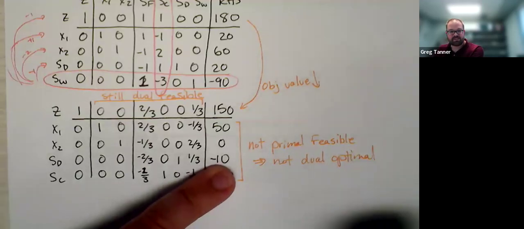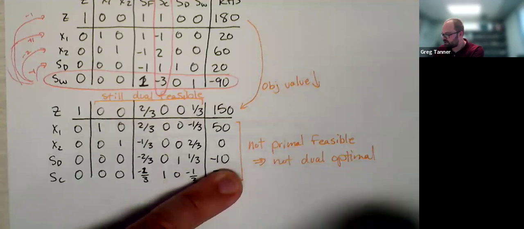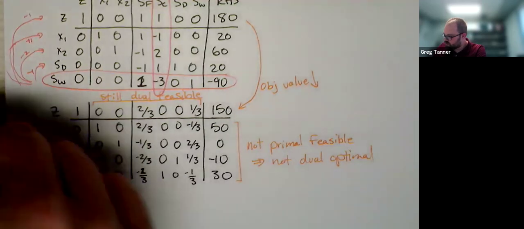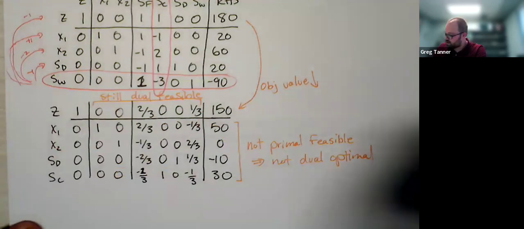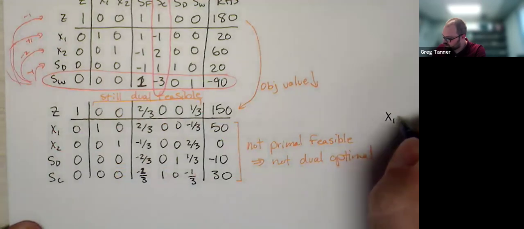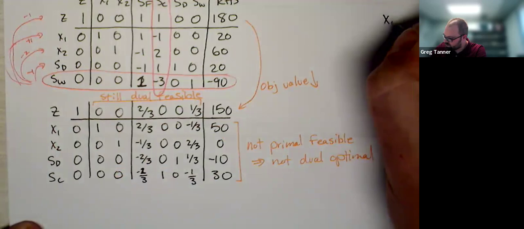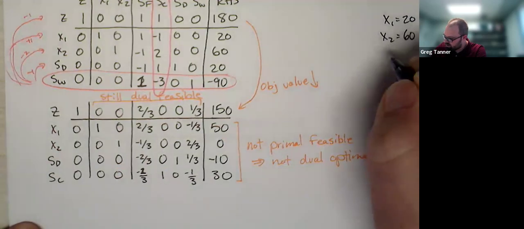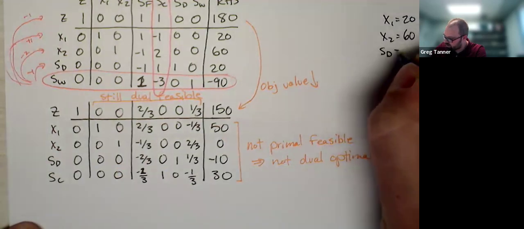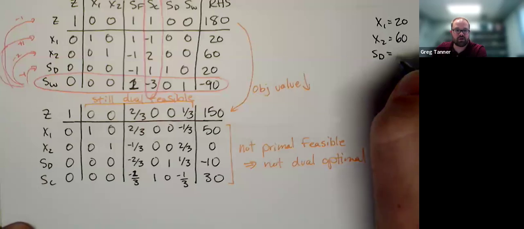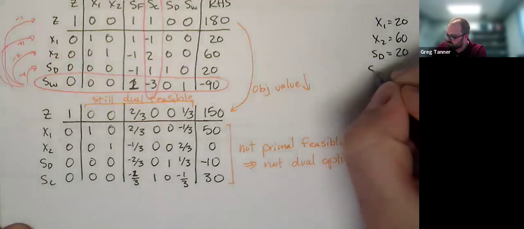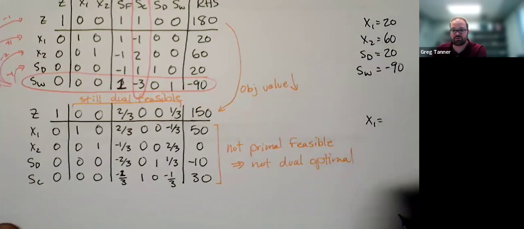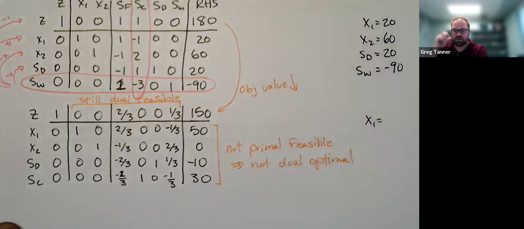So we look through and we see this -10 here. That's what's causing us to be not primal feasible. Maybe I should make a note here. What's our current solution? The current solution is that x1 equals 20, x2 equals 60. We've got some extra slack in the demand constraint of 20, and the slack for wood is -90, meaning that we're violating the constraint for our wood.